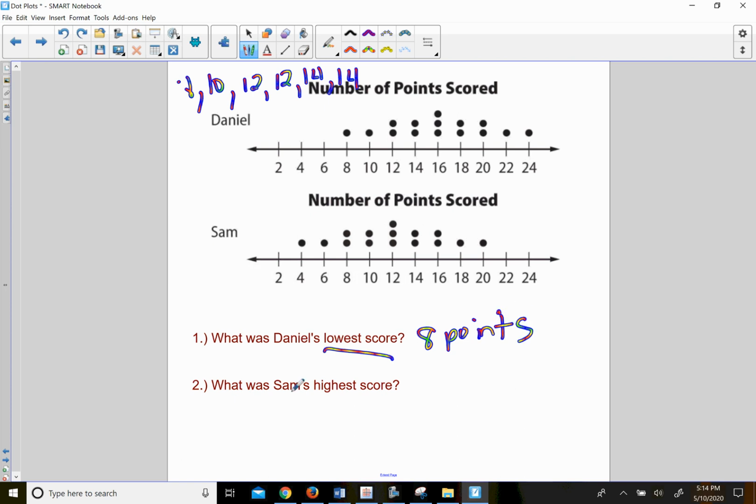And then what was Sam's highest score? So again, here's Sam using his number line. His number line goes to 24, but he didn't score 24 and he didn't score 22. His highest score was a 20. There was 1 score at the 20. Okay. And that's going to take us to the end of interpreting dot plots.